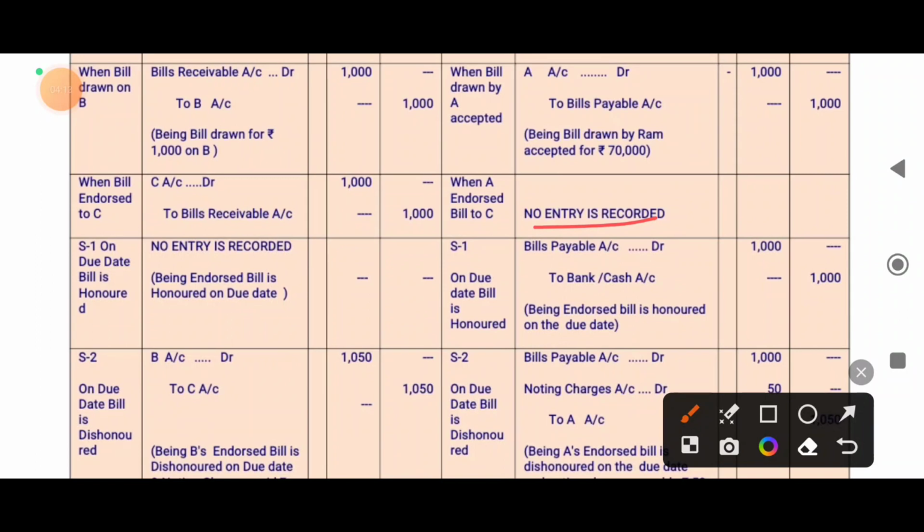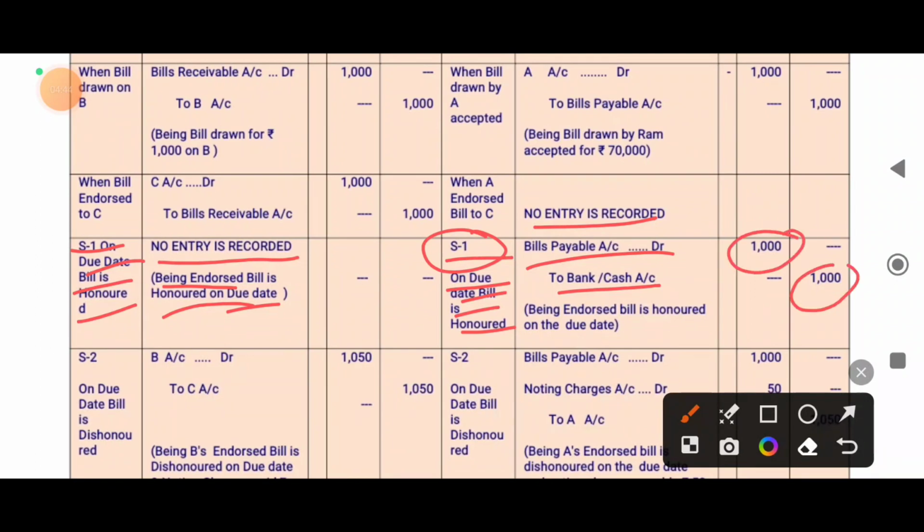Situation 1. In this model, situation 1, on the due date, bill is honored. When endorsed bill is honored, no entry is recorded in the books of drawer A, being endorsed bill is honored on the due date. Very simple, no problem will arise. In the books of drawee B, when bill is honored on the due date, bills payable account debit to bank or cash account 1000 rupees, 1000 rupees, being endorsed bill honored on the due date.